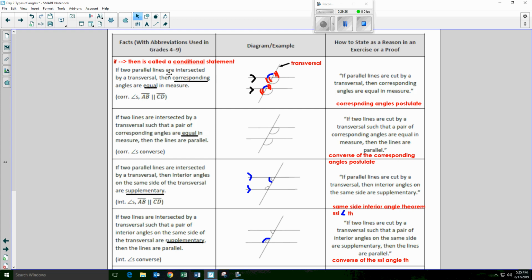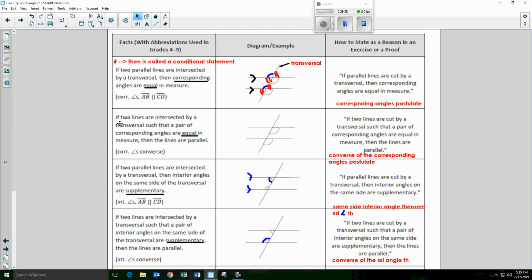So if I have two parallel lines intersected by a transversal, how we show parallel lines is we use arrows on the lines, and they go in the same direction. It's the same number of arrows. I could add 2 arrows and 2 arrows, and that'd mean these are still parallel. The transversal is the line that cuts through those two parallel lines. So this is the transversal.